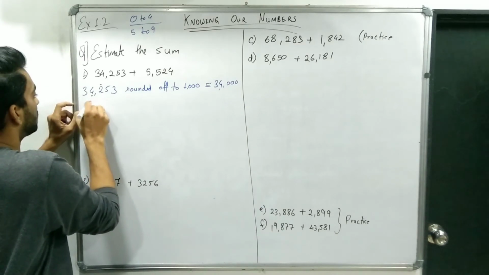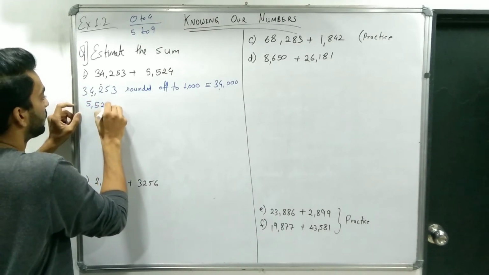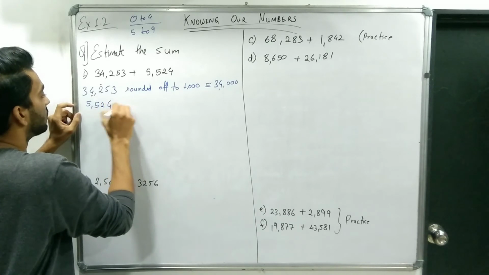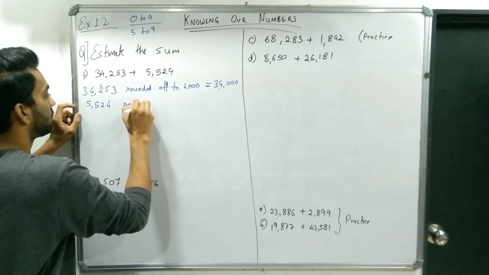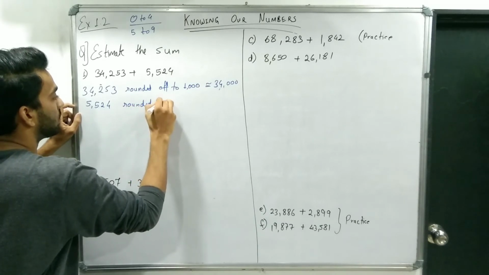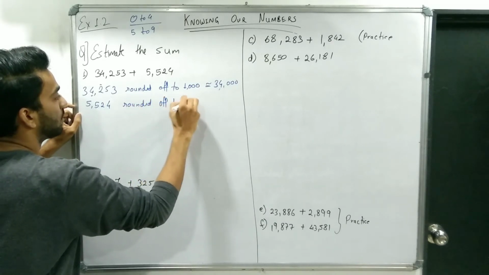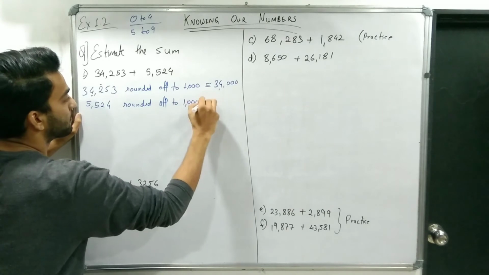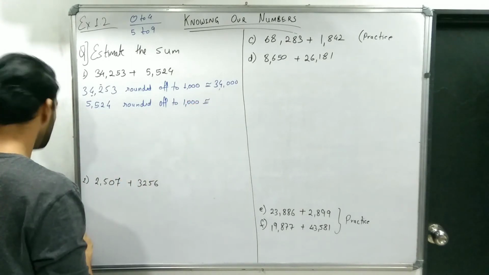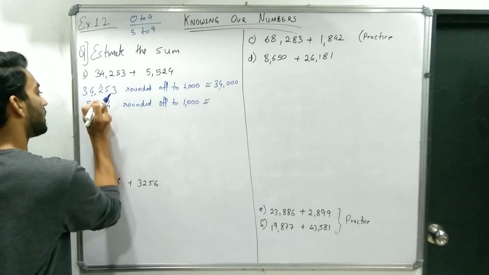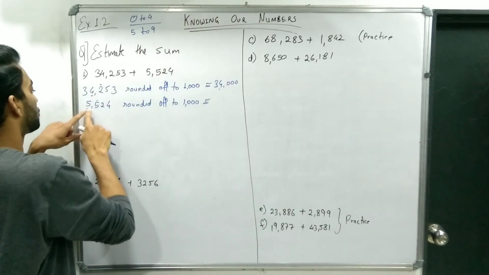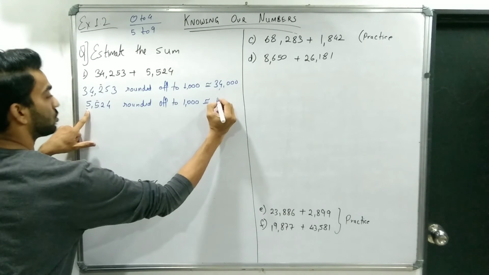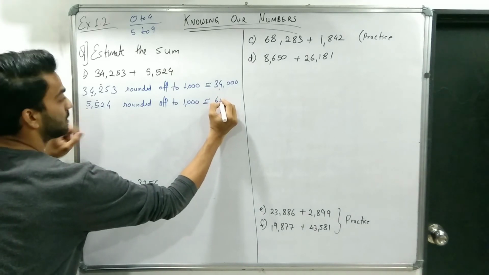And the other number is 5,524. This will be rounded off to 1000. The thousands place is this, and this is the next digit, which is in the second group. So 1 has to be added at this place. So this will be 5 plus 1, 6, and these will become 0.